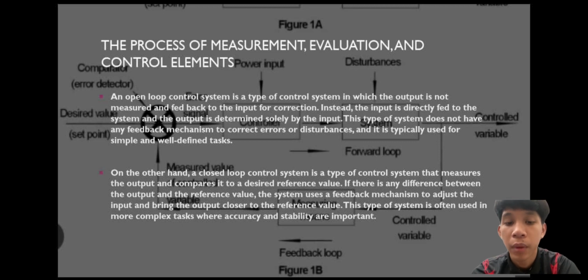In summary, open loop control systems are simpler and less accurate than closed loop control systems, but they are often used for simple and well-defined tasks. Closed loop control systems are more complex and accurate, and they are used in more complex and critical applications where accuracy and stability are essential.